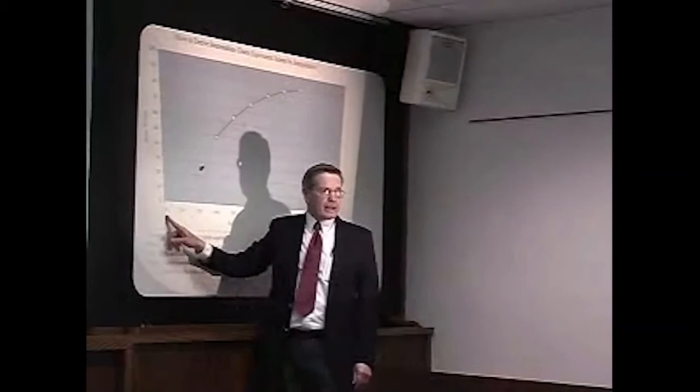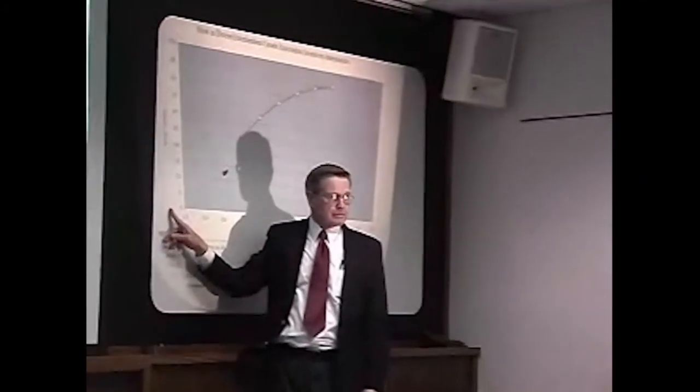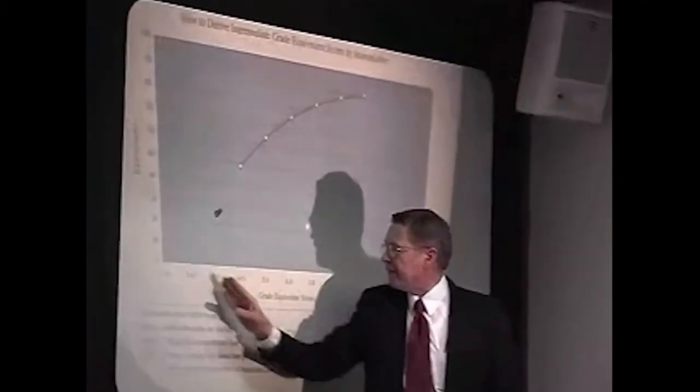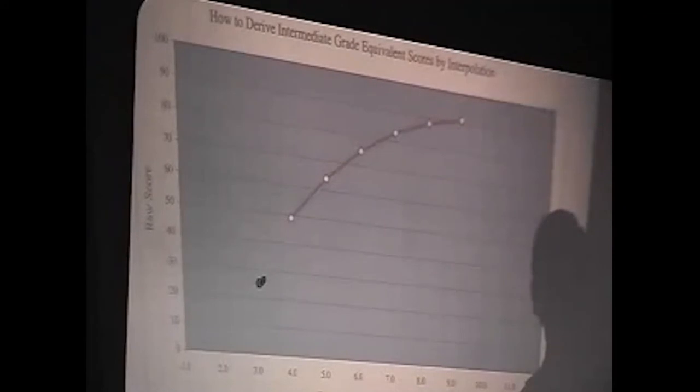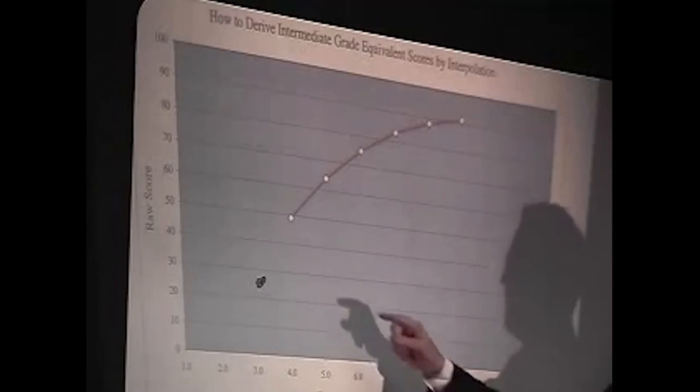Notice on this axis I have the raw scores. Across here I have the different grade levels. So 1st grade, 2nd grade, 3rd grade, etc. Now I only administered this test to 4th, 5th, 6th, 7th, 8th, and 9th graders. That's quite a few to get to take a 6th grade test, but that's what you have to do. And then you plot the median score on a graph like this. Then you connect those lines.